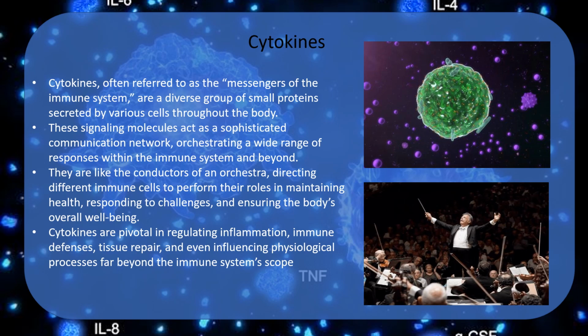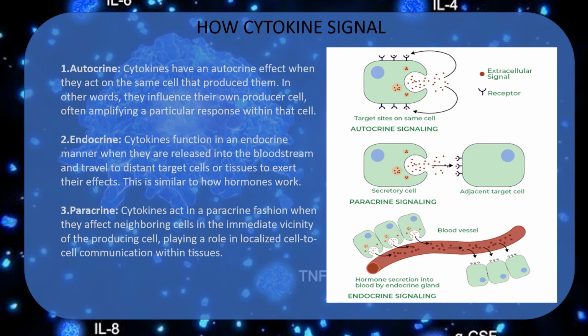Cytokines are pivotal in regulating inflammation, immune defense, and tissue repair, and even influencing physiological processes far beyond the immune system's scope. Then how do cytokines signal? There are three processes: autocrine, endocrine, and paracrine. Cytokines have an autocrine effect when they act on the same cells that produce them. In other words, they influence their own producer cells, often amplifying a particular response within those cells.